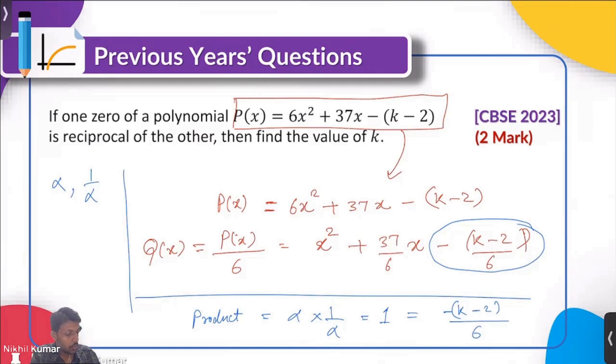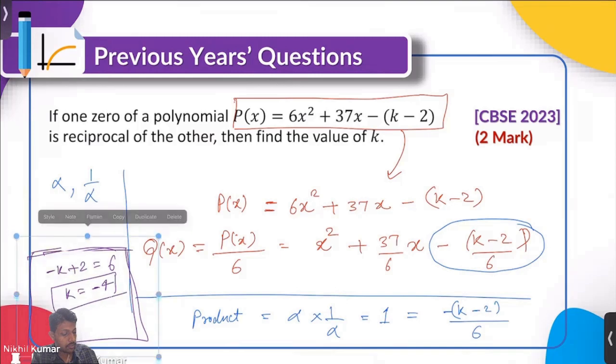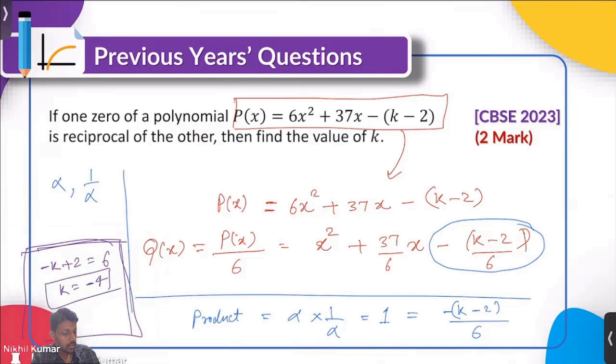So here's how you get the value of k. We've just got that minus k plus 2 is equal to 6. This is what we know. So k is equal to 2 minus 6, which is minus 4. That's your answer.